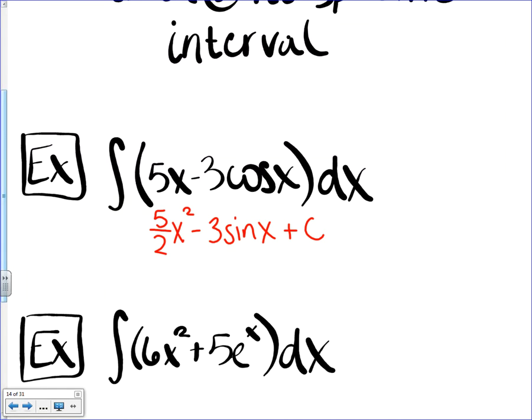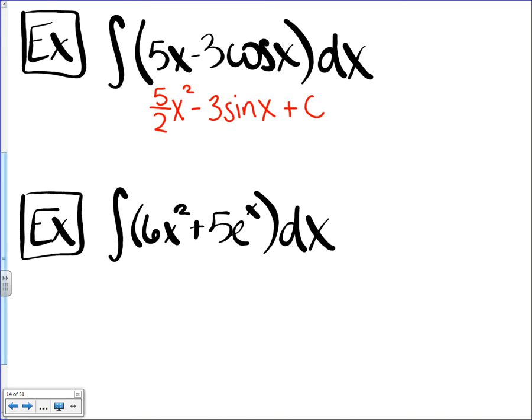Okay, if we go ahead and take a look at the next one, same thing. I just need to do my antiderivative here. And I'm going to put a plus c on the end because there are no endpoints for this integral. Notice that the antiderivative of e to the x is still e to the x because the derivative of e to the x is e to the x.